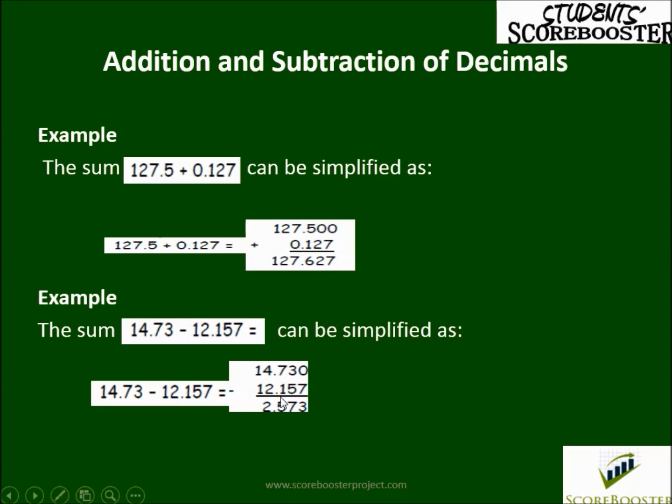So if you subtract 157 from 730, you have 573. So we'll put 573 here, then you insert the decimal point, so you have 0.573. When you subtract 12 from 14, you have 2, so you have 2.573.